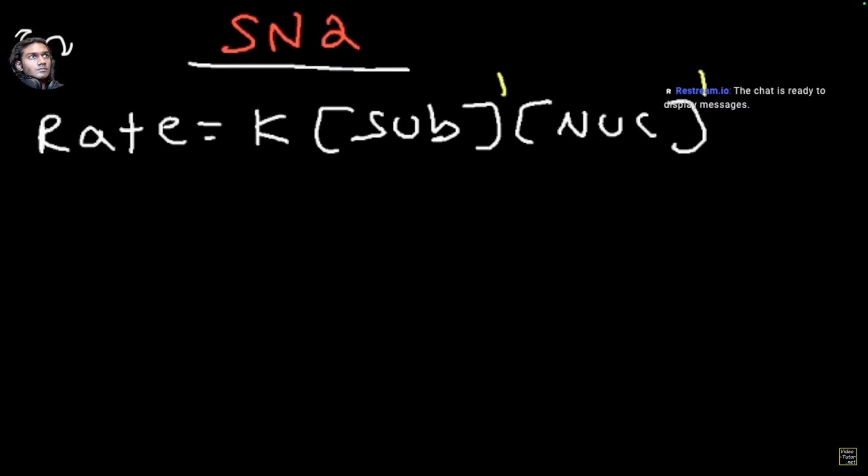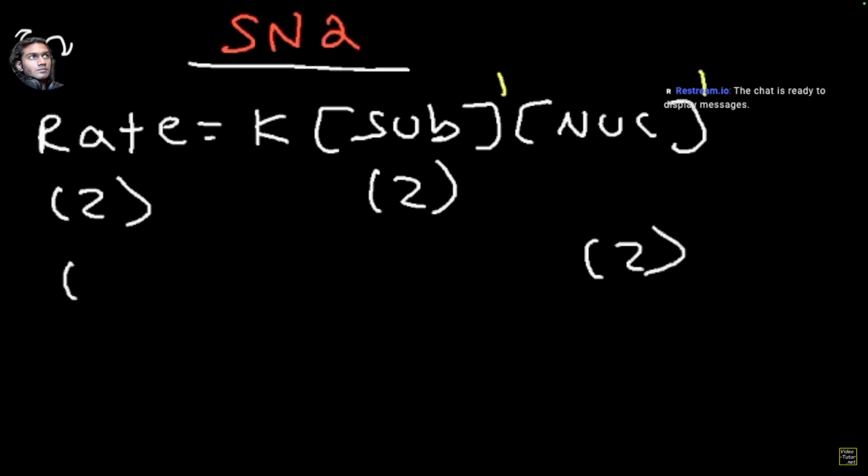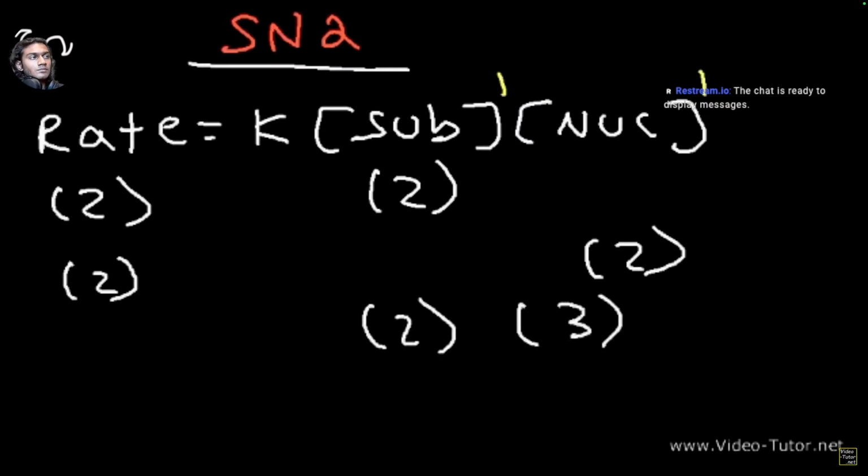1 plus 1 is 2. If you double the concentration of the substrate, the rate will double. If you double the concentration of the nucleophile, the rate will double. If you triple the concentration of the substrate, the rate is going to triple. If you quadruple the concentration of the nucleophile, the rate will quadruple. What's going to happen if you double the concentration of the substrate and triple the concentration of the nucleophile? In that case, the rate is going to increase by a factor of 6. If you triple the concentration of the substrate and quadruple the concentration of the nucleophile, the rate will increase by a factor of 3 times 4, which is 12.